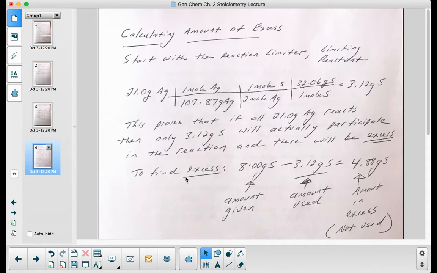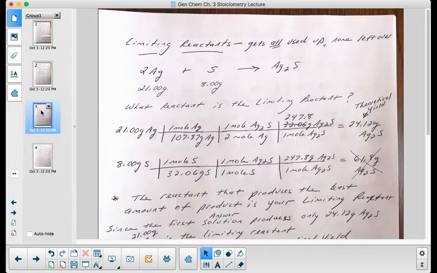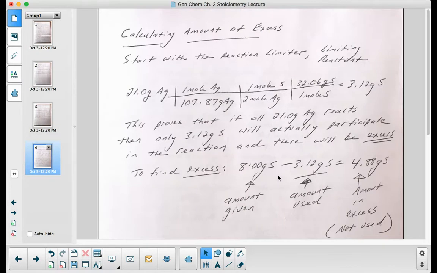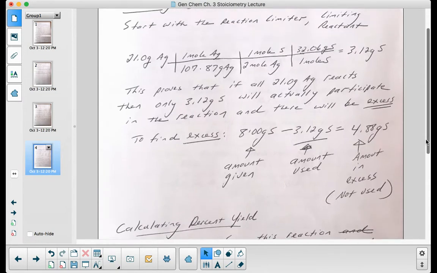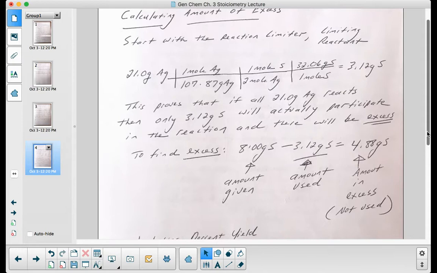To find the excess, we take the given amount of sulfur from our original problem. If we go back to that slide, it was 8 grams of sulfur originally given. I subtract the amount that's used up, the amount that participates in the reaction, and this is the amount that is in excess. That's all you have to do to calculate the amount of excess.